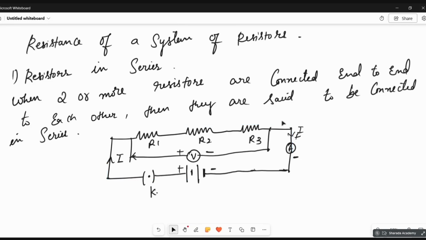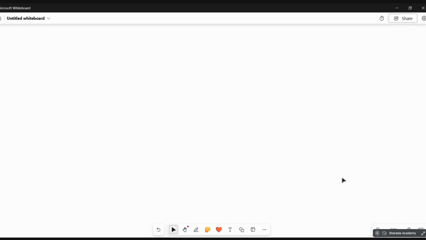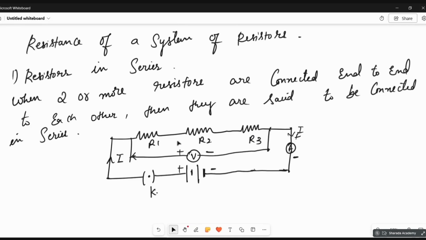Okay. And R3 is connected through the ammeter to the battery. Here, only one end is connected, not both ends. So in that case, we call it series. So then we call it series. Okay.